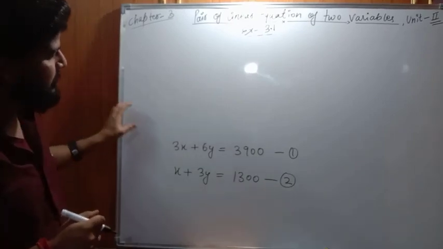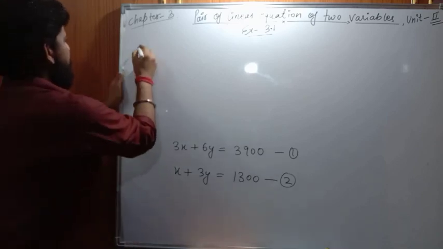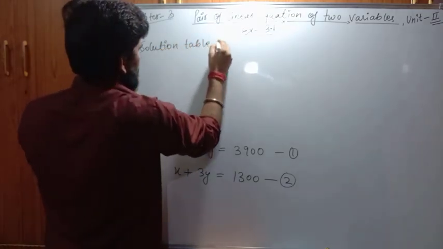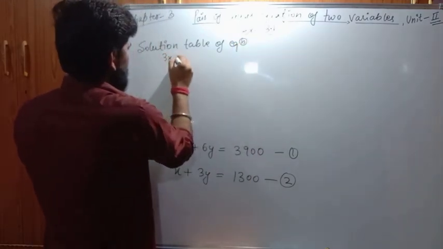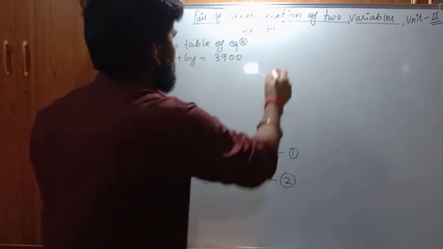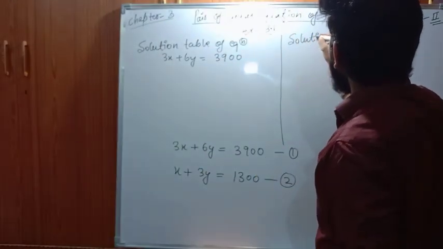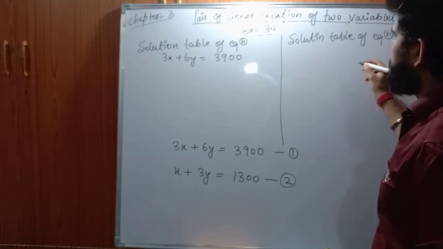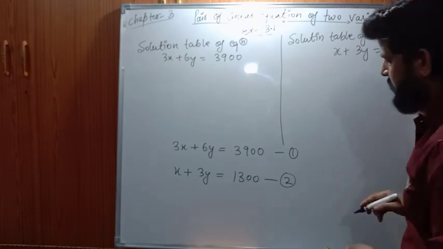So now we will make a solution table for each of the linear equations in two variables. So the solution table of the first equation, 3x plus 6y equals 3900, and in the second, the solution table of the equation x plus 3y equals 1300. Okay.